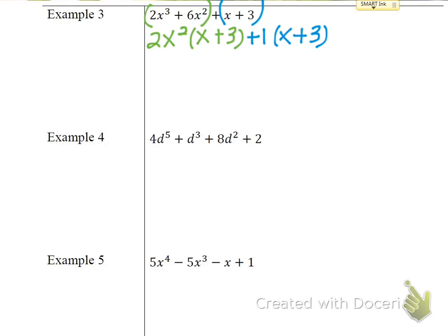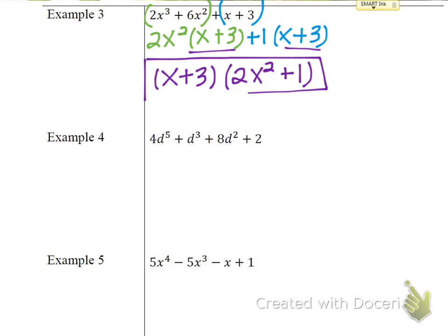Okay. Now this is step 5. This is where we started in example 1. What do you guys notice about this particular step? Yeah, they both are being multiplied by x plus 3. So what are you going to do with it? Take it out. So you're going to factor out x plus 3, and you're going to be left with 2x squared plus 1. 2x squared plus 1 can't be factored anymore, so you are done.